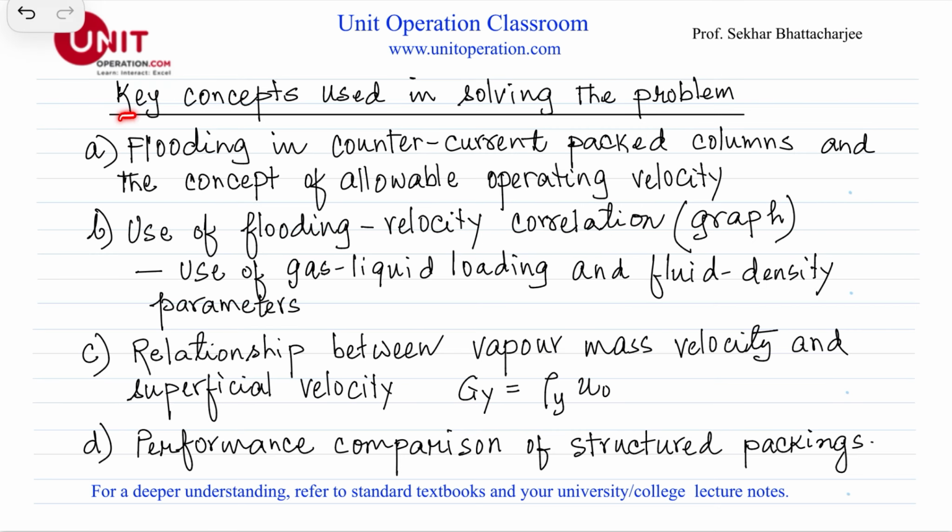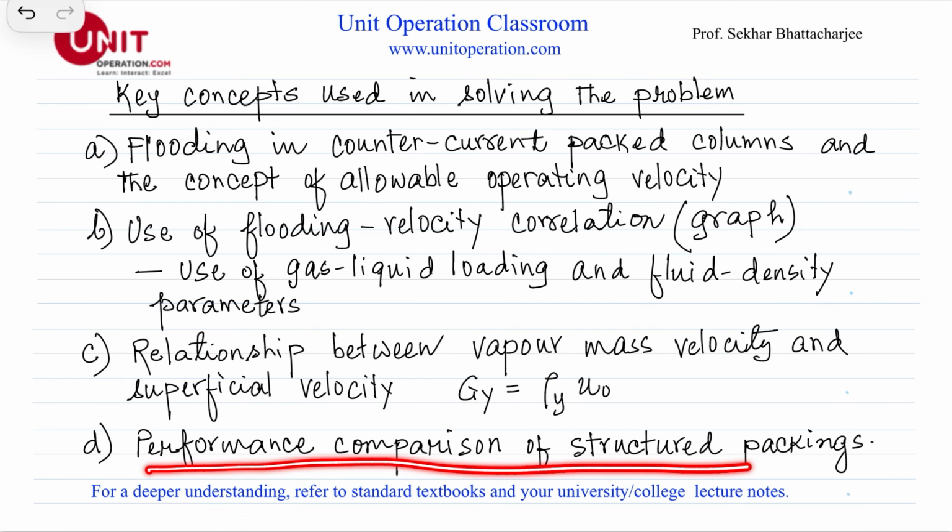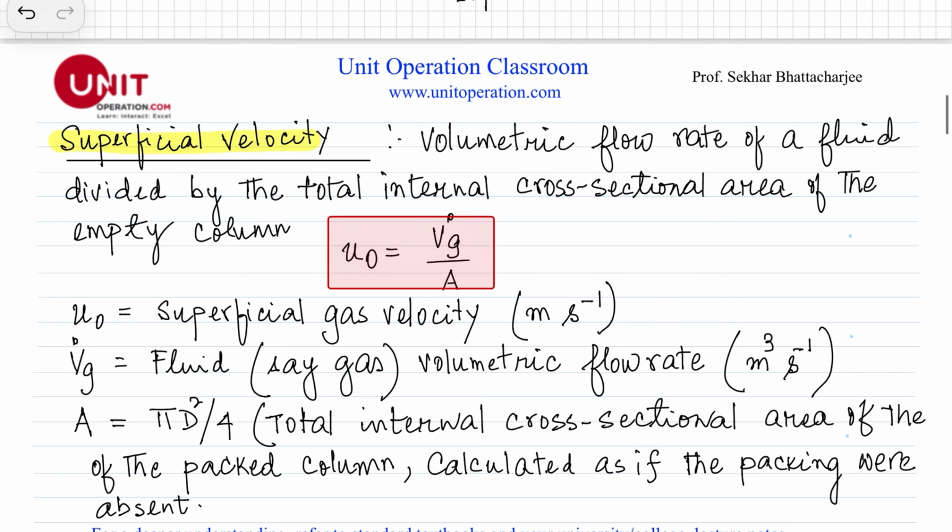Any concepts used in solving the problem? First of all, flooding in countercurrent packed columns and the concept of allowable operating velocity. What is meant by that? Use of the flooding velocity correlation, that means the graph, and use of gas-liquid loading and the fluid density parameters, X and Y. We'll look into it. The relationship between vapor mass velocity and the superficial velocity. We'll go into that. And the performance comparison of different types of structured packings for the same liquid and gas flow.